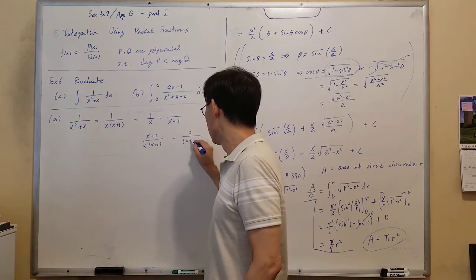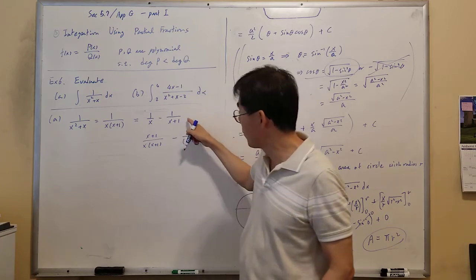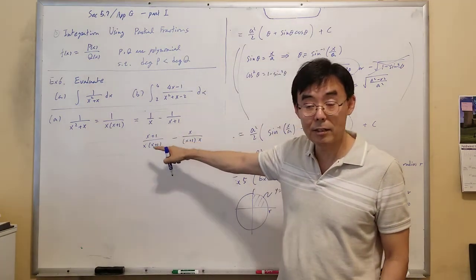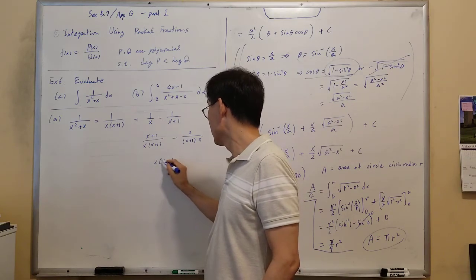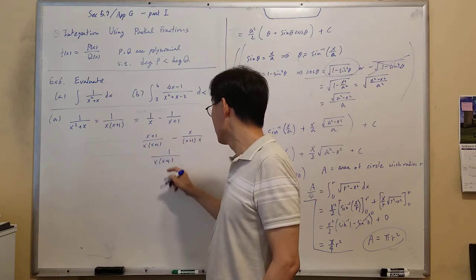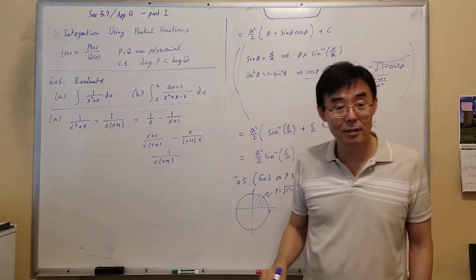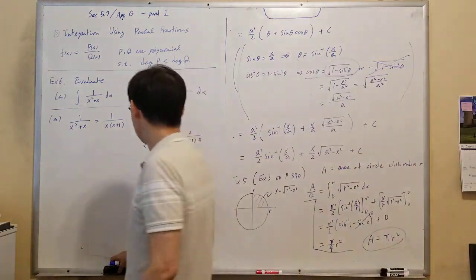X over x multiplied by x over x, so that you can make common denominator x times x plus 1. So what do you get? x times x plus 1. x plus 1 minus x, indeed, same as this. Alright?